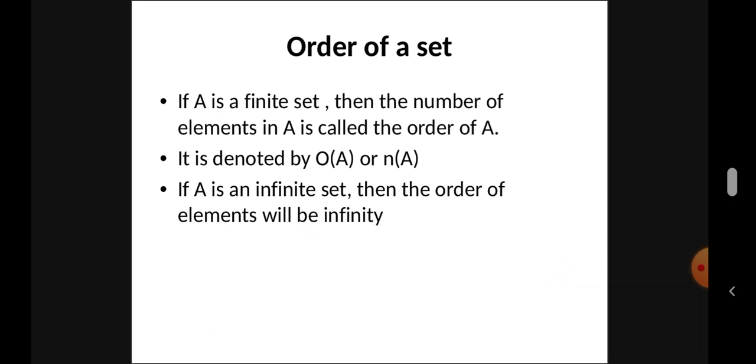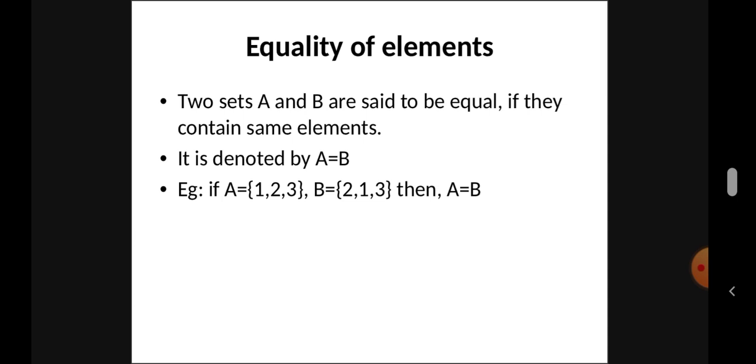Okay. Next, equality of sets. Two sets A and B are said to be equal if they contain the same elements, and it is denoted by A equal to B. For example, if A is equal to {1, 2, 3} and B is equal to {2, 1, 3}, then we can say A is equal to B. Okay, so if both the sets contain the same elements, then we can say these two sets are equal.